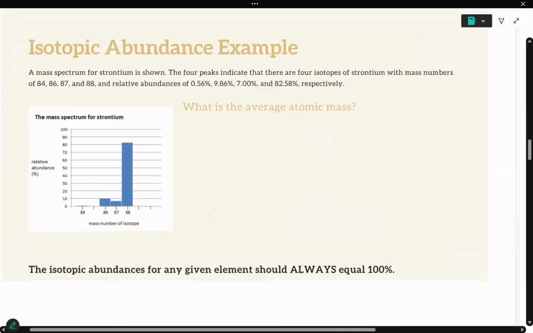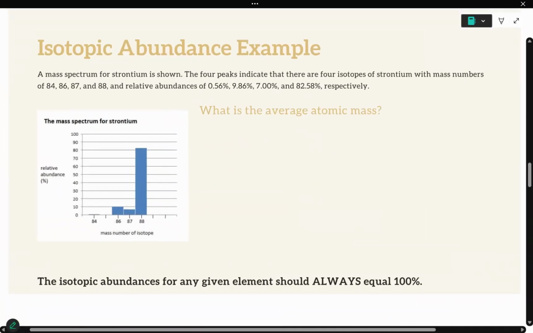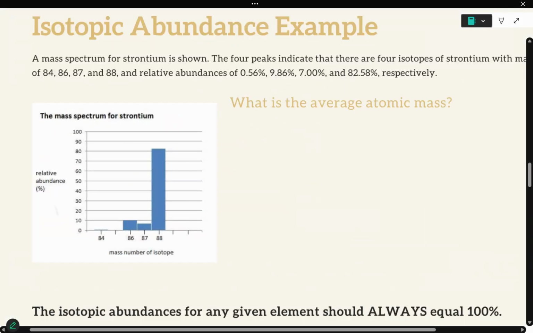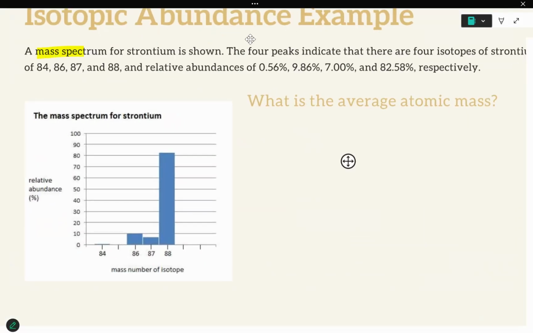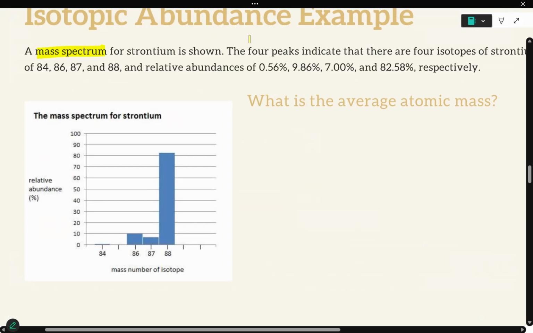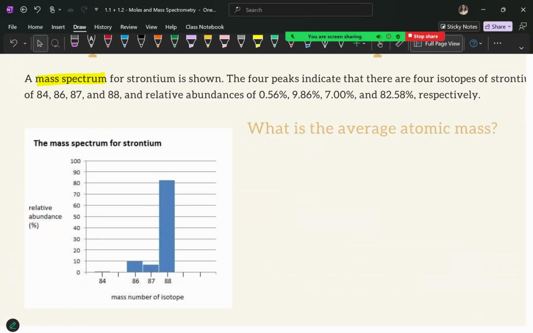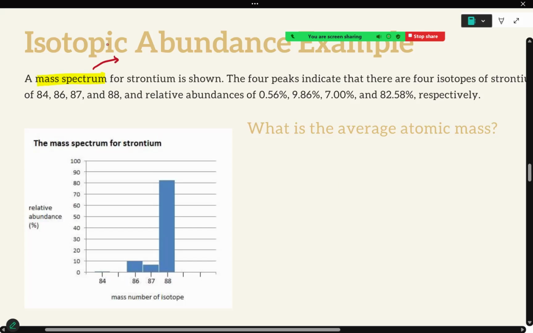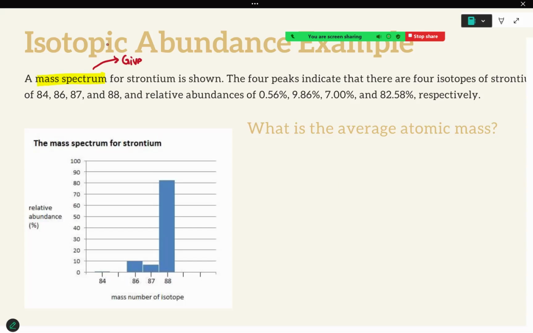When a mass spectrometer is used, you get data in the form of a mass spectrum. A mass spectrum gives you two pieces of information. It tells you the atomic or isotope mass, so it gives the mass of isotope, plus percent abundance.